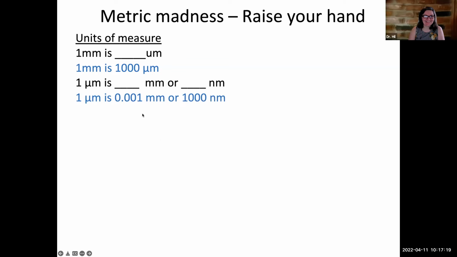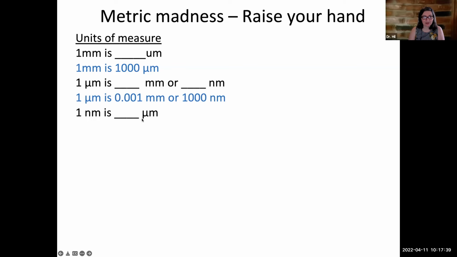Okay, yeah. So when we want to go from micrometers, which are small, to millimeters, which are bigger, we divide by 1,000, so we get 0.001 millimeters. We're going from micrometers to nanometers. Nanometers are smaller, there's going to be more of them, so we multiply by 1,000 to get 1,000 nanometers.